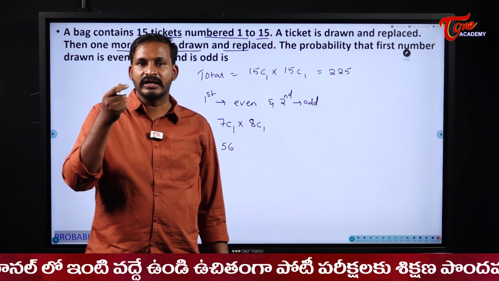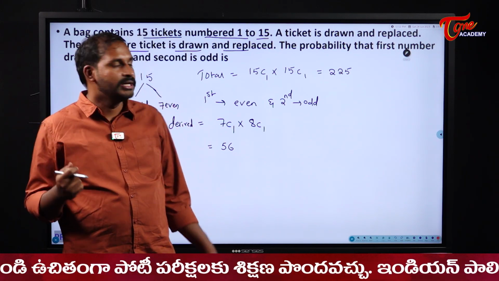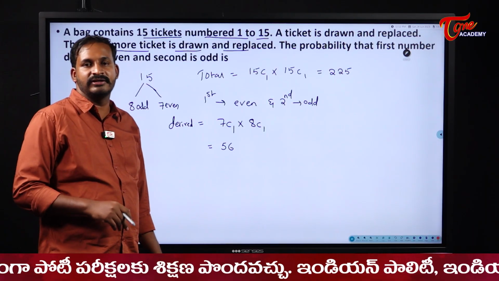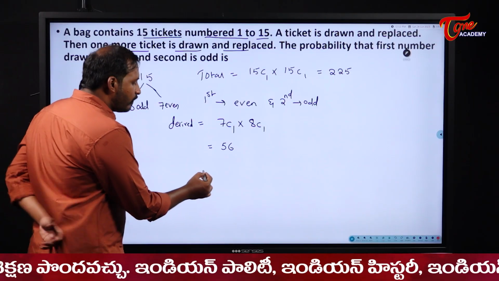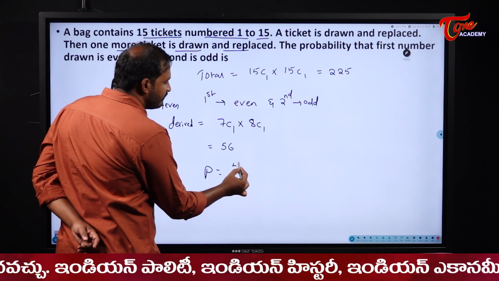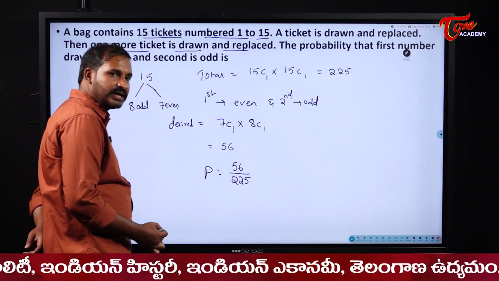We are taking out one card and not replacing it, because of that reason we reduced the count. But here we are once again putting that back into the group. That is the reason this is happening here. So the probability will become what for us here, students? 56 by 225.